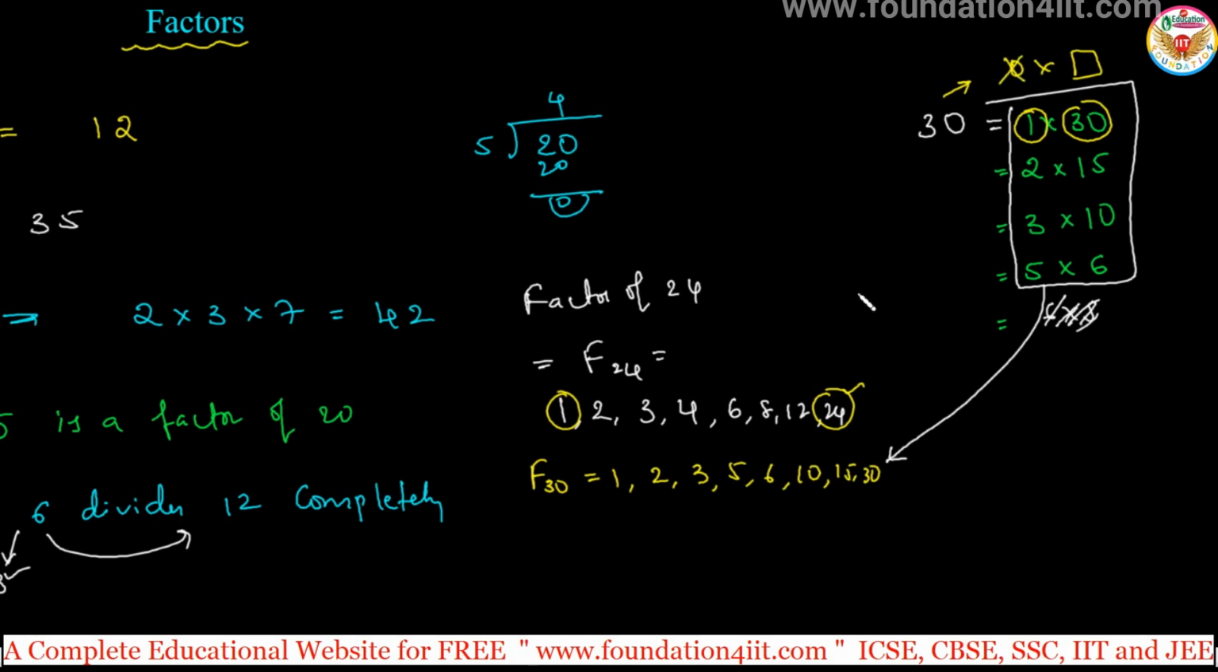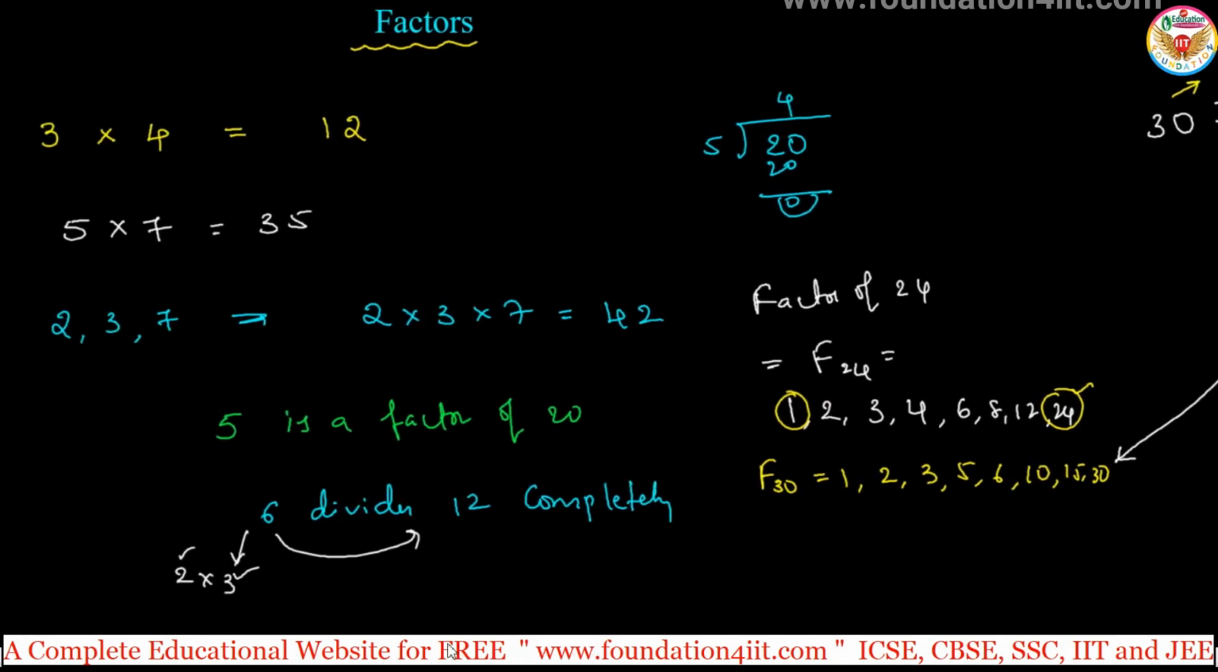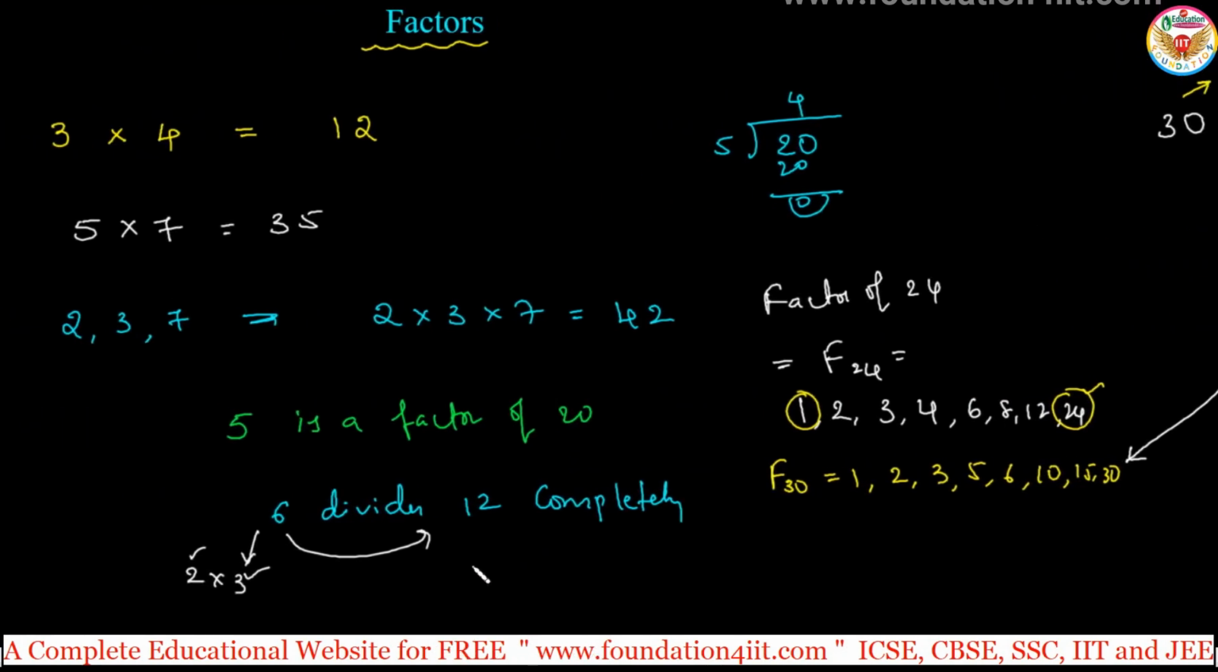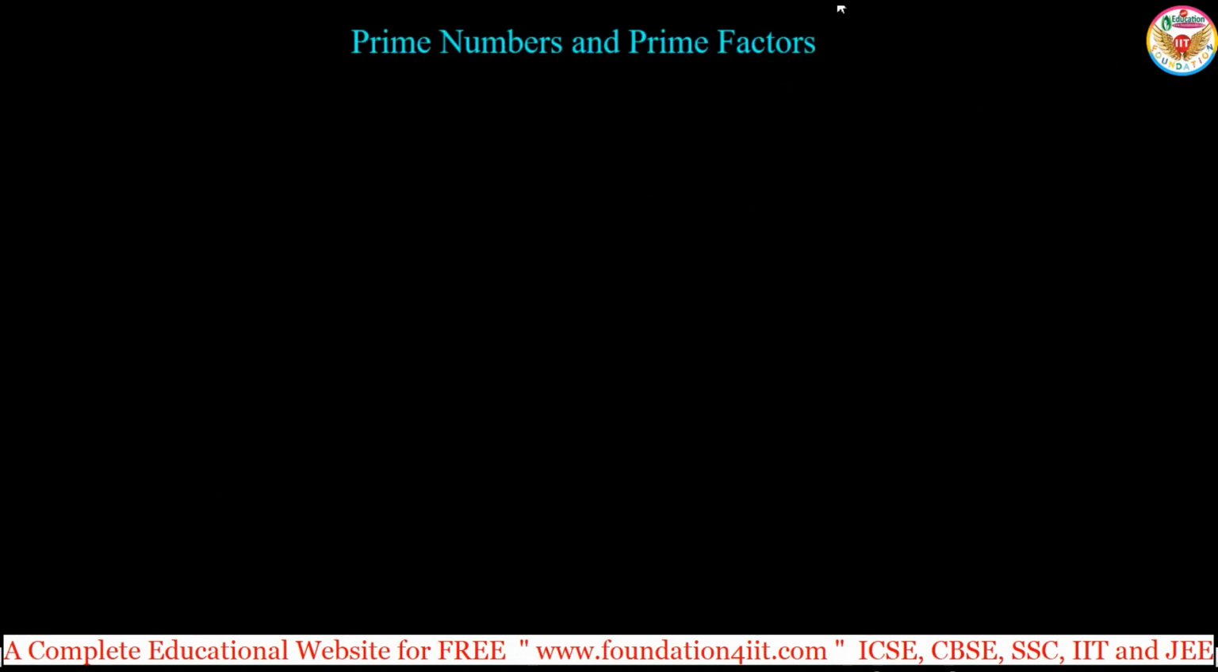0 cannot be a factor of any number. Right? These are the basic things about the factors. Let's start the prime numbers and prime factors. First let us see the prime number.